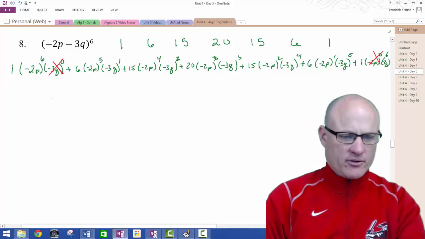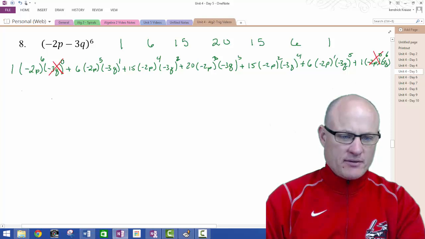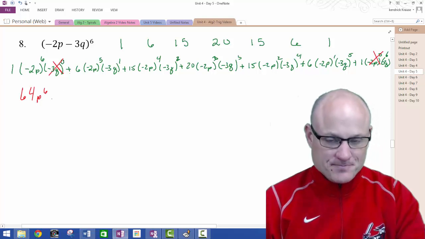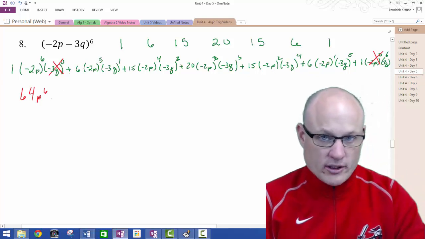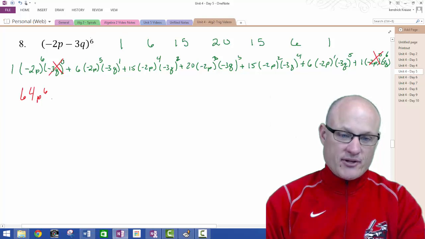All right, let's see how we do this. Negative 2 to the 6th power is going to be positive. 2 to the 6th power, I believe, is 64. So this is 64p to the 6th. Now, believe it or not, these are all going to be positive, since I have two negatives in here and it's always going to be raised to the 6th power, which is even. That means no matter what I come up with, it should always be positive.